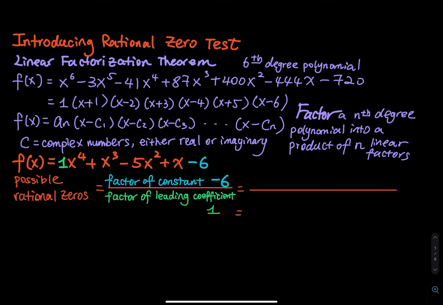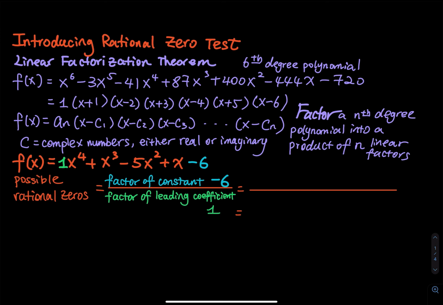Just think about a 6 degree. Just think about the example I gave you. For 6 degree, you have a product of 6 parentheses. Each parenthesis is a linear factor. If you have a 21st degree, then you are going to get a product of 21 linear factors. Alright, so that is what I want you to think. For nth degree, you are trying to factor an nth degree polynomial into a product of n linear factors.